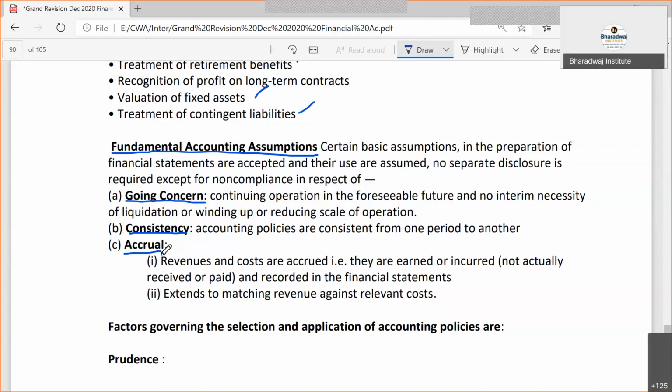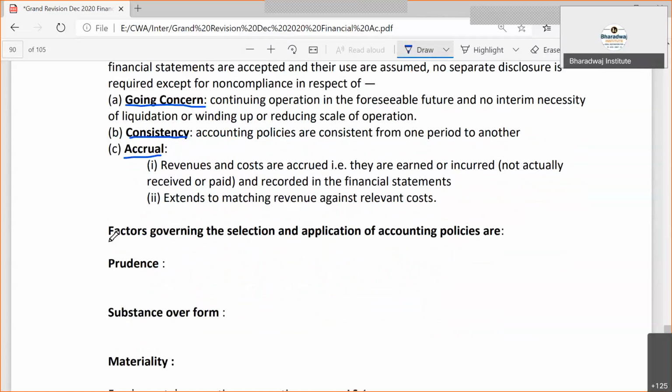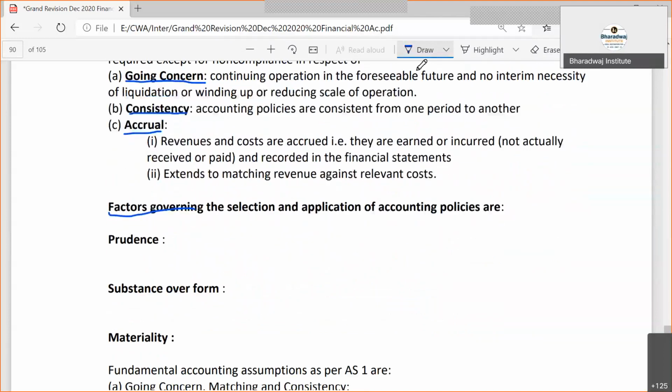If we ask you about fundamental accounting assumptions, then what are the factors that you should consider? These are all assumptions. Please remember, these are all assumptions. What are the factors that you have to consider for selecting a proper accounting policy? Number 1, prudence. Prudence means conservatism. Accounting policy should provide for all losses, but should not record anticipated incomes.